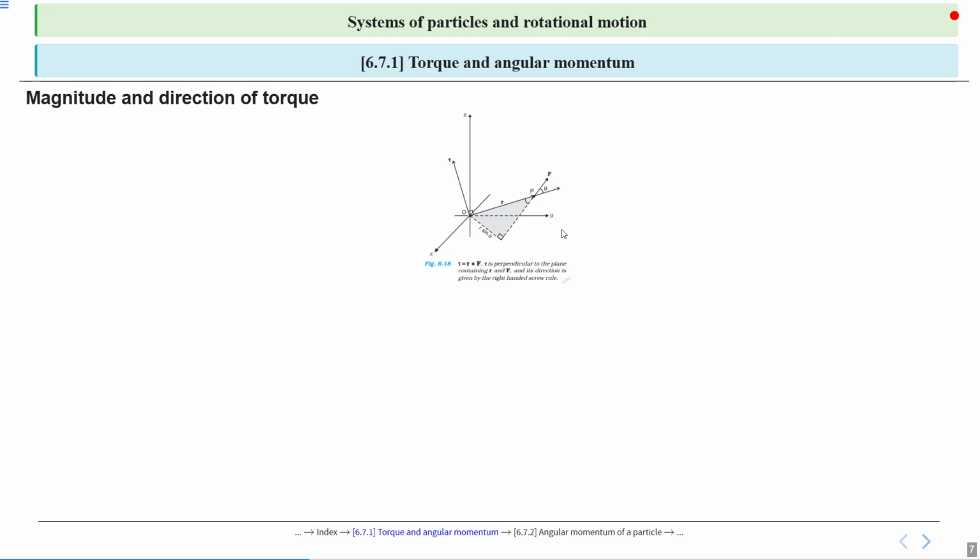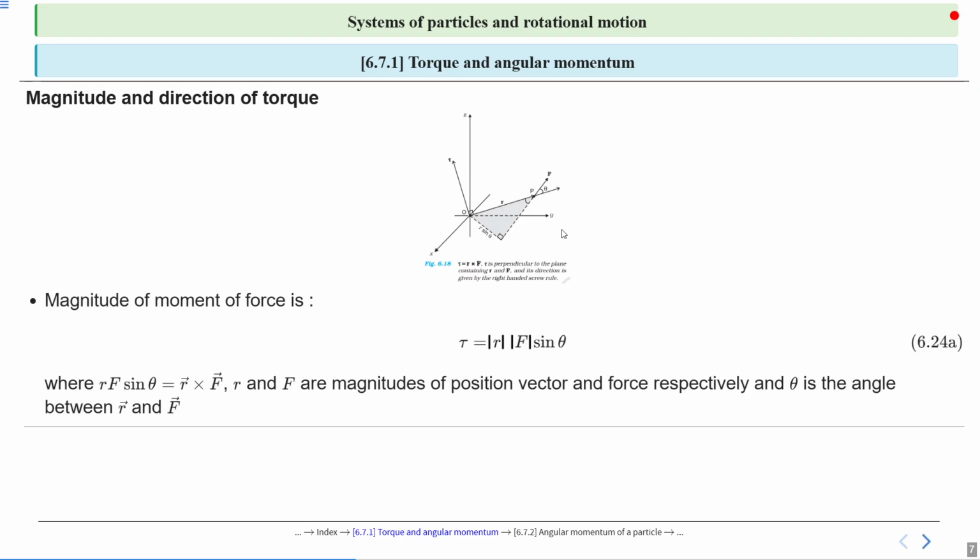Let's see the magnitude and direction of the torque. The magnitude of moment of force, or torque, is tau equals r F sin theta. Look at figure 6.18. We know tau equals r cross F, the cross product of position vector and force. Here tau is perpendicular to the plane containing r, the position vector, and force, and its direction we can determine using the right hand thumb rule, or right hand screw rule. F is the magnitude of the force and r is the magnitude of the position vector respectively, and theta is the angle between r and F as shown in the figure.